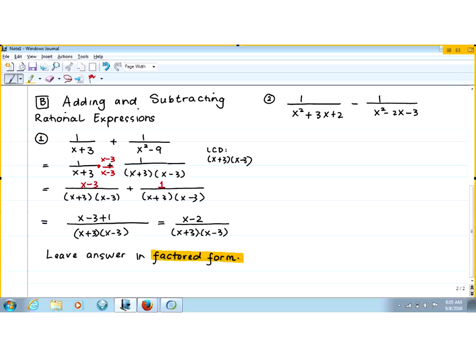What is the LCD for number 2? Right. Okay, so why don't you work on it a little bit? And then we will do complex fractions.